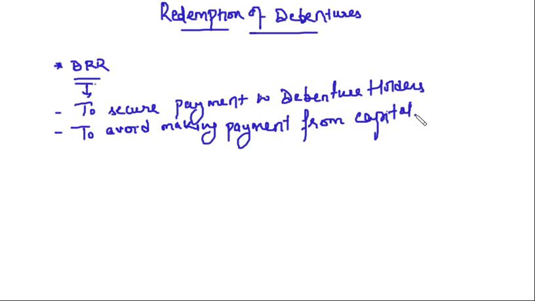Right? Remember that example of the piggy bank that we did in the last lecture. There I told you that it is never the intention to break the piggy bank. Right? You never want to break your piggy bank. Clear? So to avoid making payments from the capital, we create DRR.